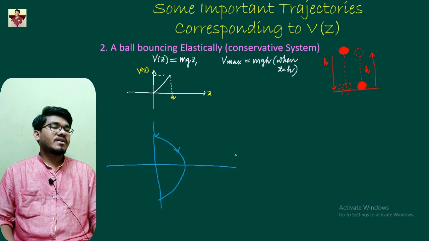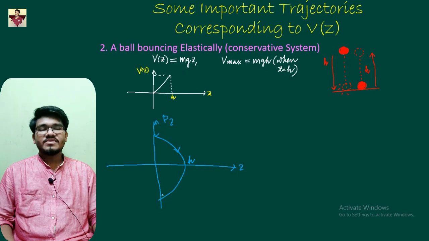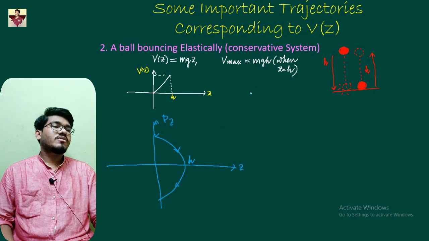Initially, let's say this is your z axis and this is your pz. So z is increasing, the height is increasing, and pz will decrease this way. So at maximum height, this corresponds to some maximum height h. Then again z will decrease and pz will increase, but in the opposite direction. So this will be a parabolic curve. You can also get from the Hamiltonian that it will be parabolic.